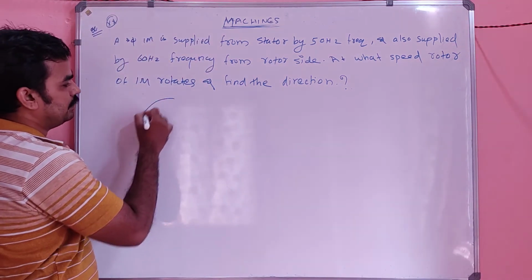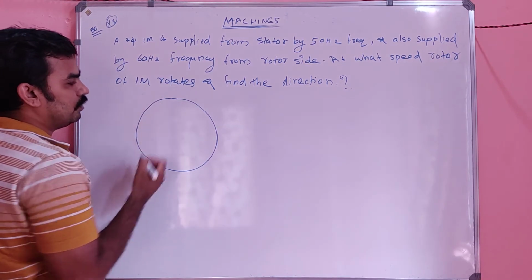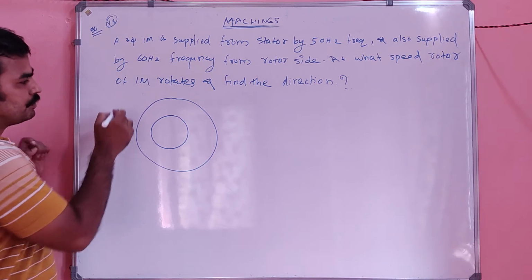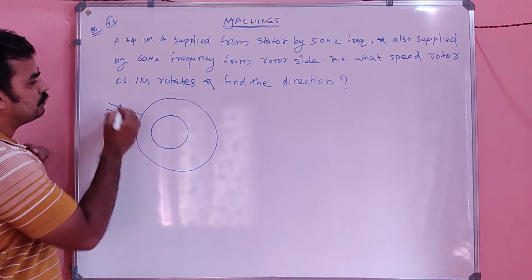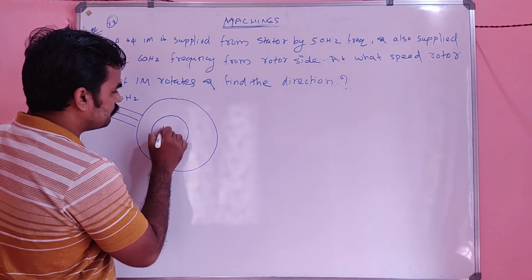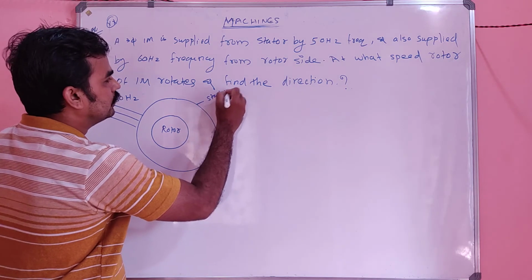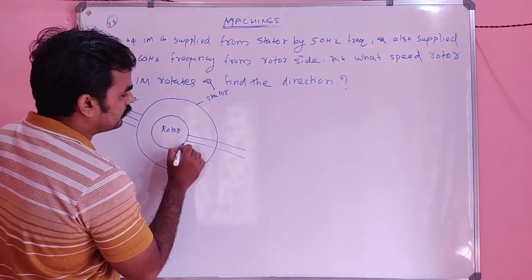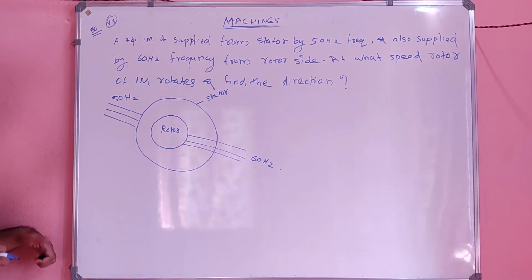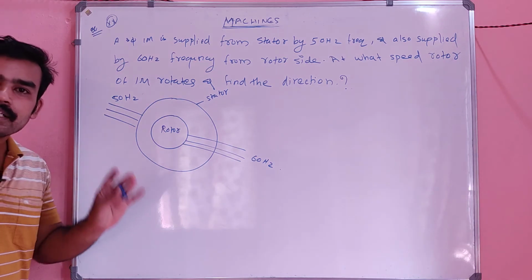Suppose this is my stator, my dears, and this is my rotor. Here you are supplying 50 hertz. And here, at the rotor, you are supplying 60 hertz. So what will be the effective direction of rotation of the rotor and what will be the speed, that we have to find.